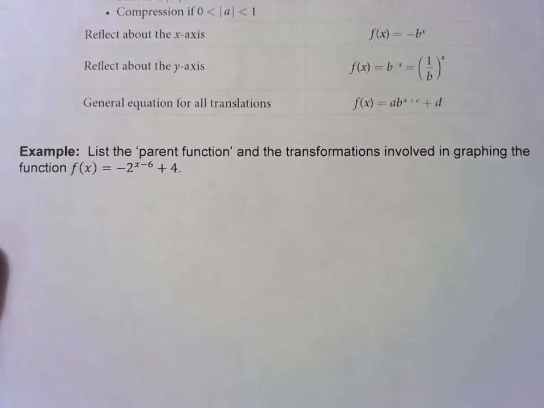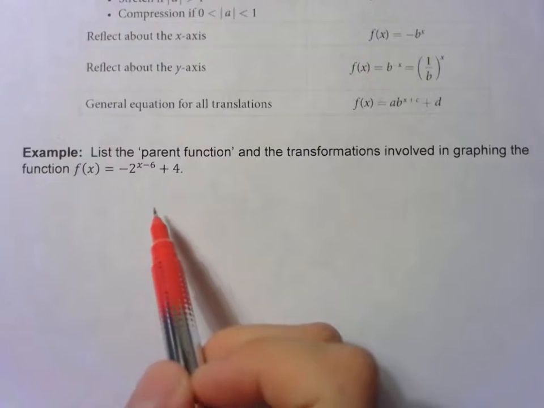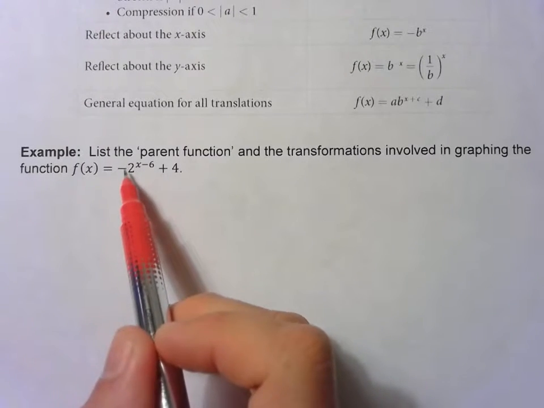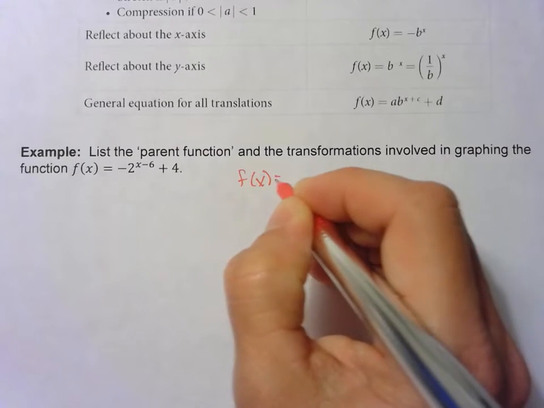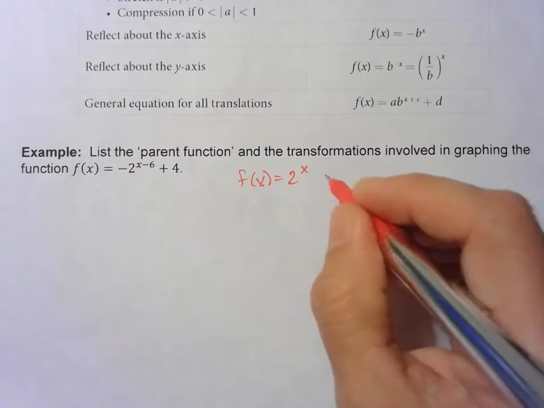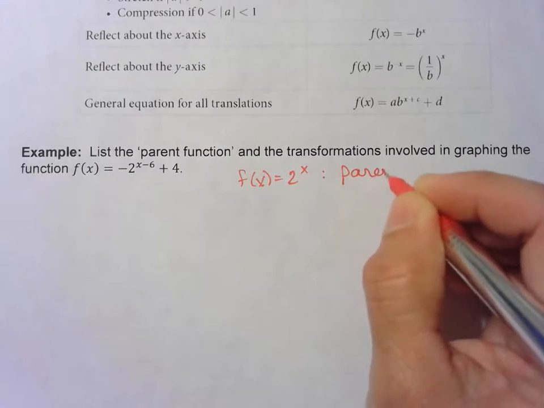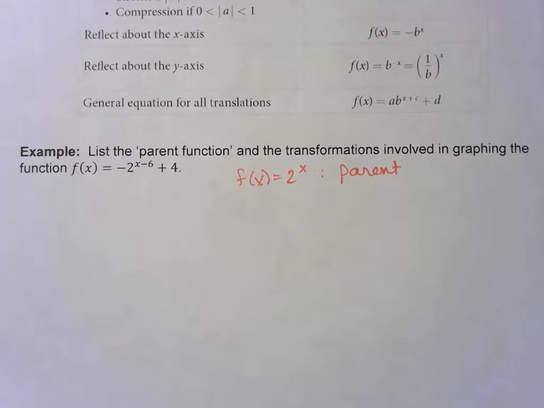Let's just work this last example. List the parent function and the transformations involved in graphing the function. So whenever you're listing the parent function, you're looking at this 2 right here. So your parent function is going to be 2 to the x power. This is your parent. Okay, so what are all the transformations that are taking place? I'm just going to draw arrows, so hopefully it'll make sense to you.